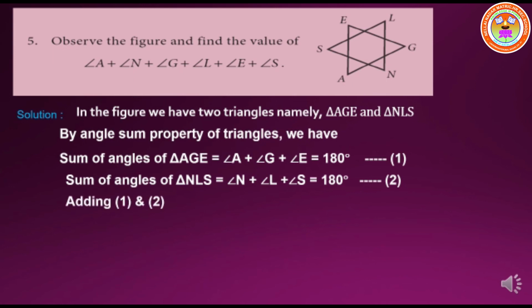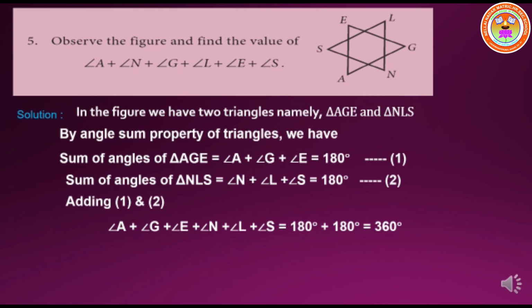Adding the first and the second equation, we can write angle A plus angle G plus angle E, that is the first equation, plus the left hand side of the second equation, angle N plus angle L plus angle S. This is the left hand side of the first and the second equations, right? Now, we are going to add the right hand side of the first and the second equation.